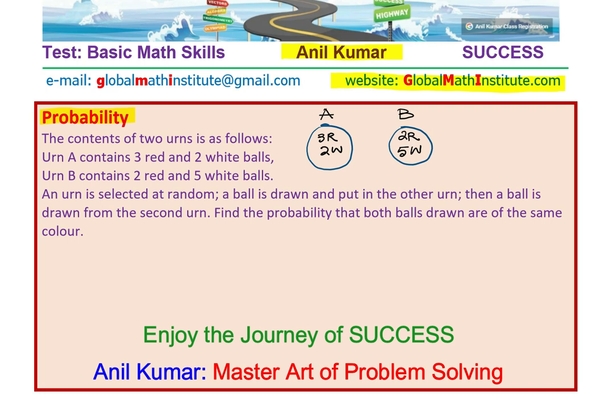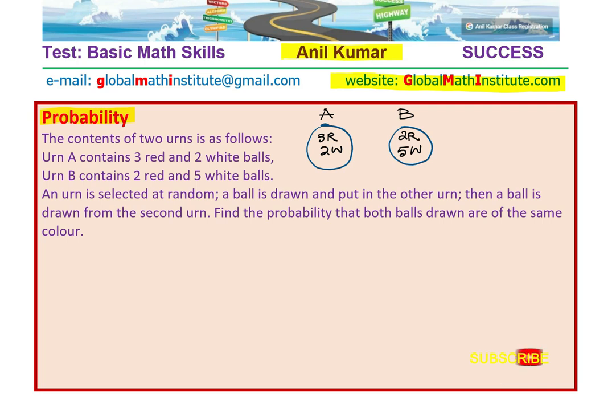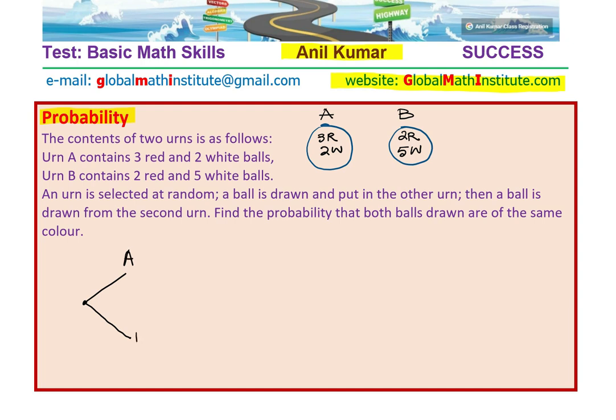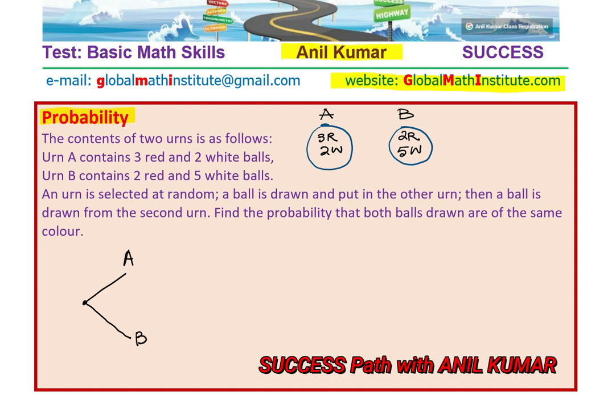So a ball is drawn. First you have to select a particular urn. So let's begin by making our choices. First we choose randomly either A or B. What is the probability of selecting urn A? It is half. And for B also it is half, correct?